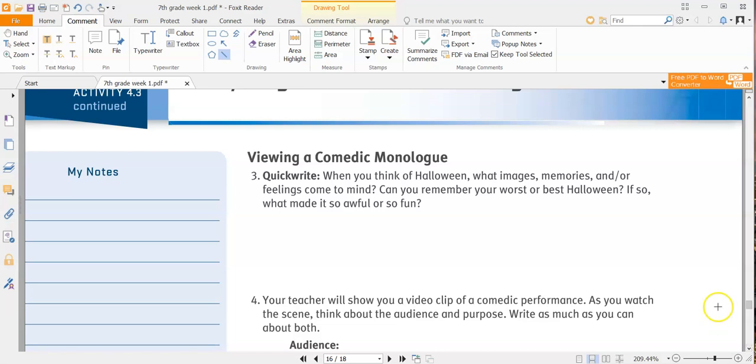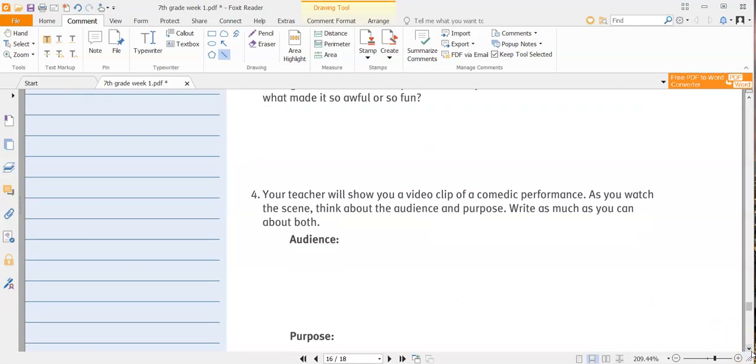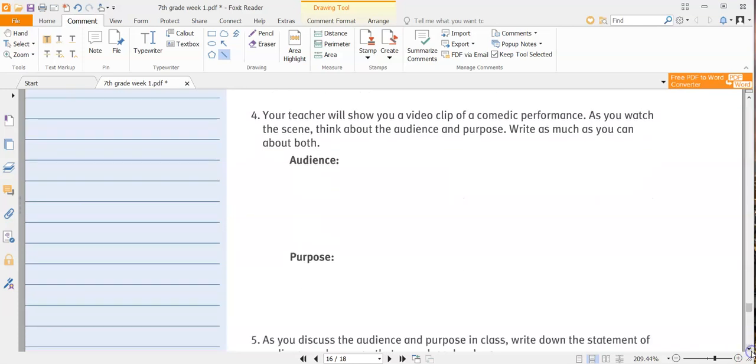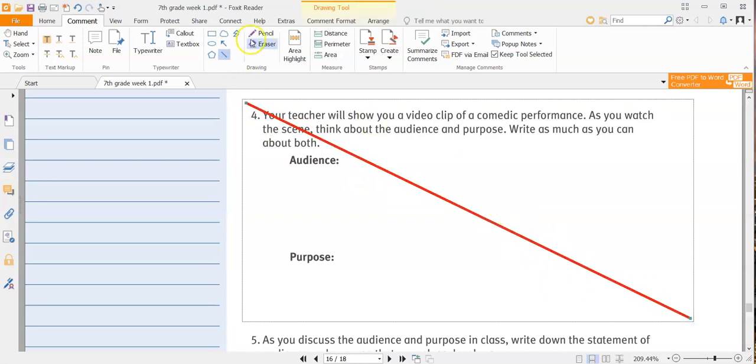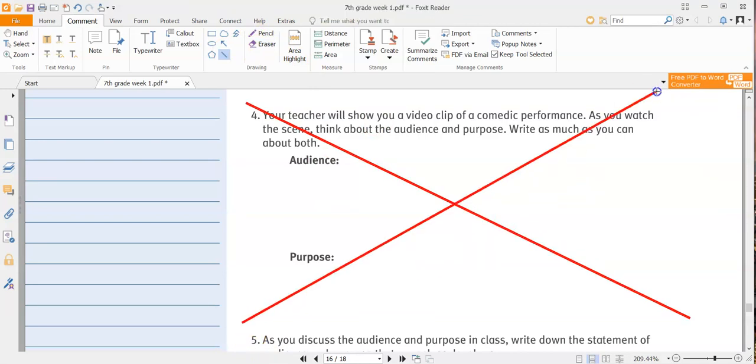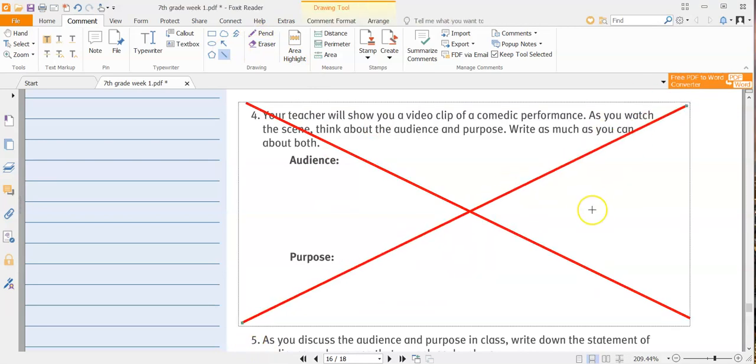So here it says that I'm going to show you a video clip of a comedic performance. So that's not true. I'm not going to do that. We're going to skip that. Partially because you and I have different ideas of comedy, most likely, depending on who you are. So we're going to skip that one.